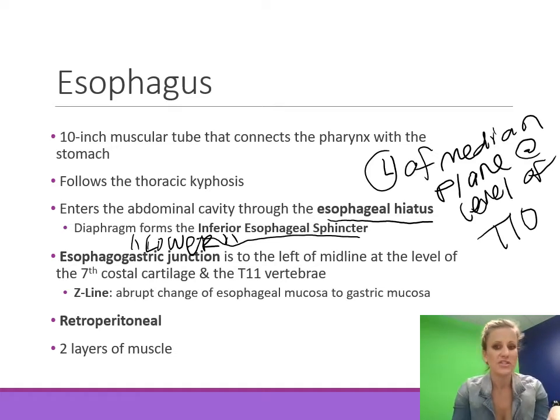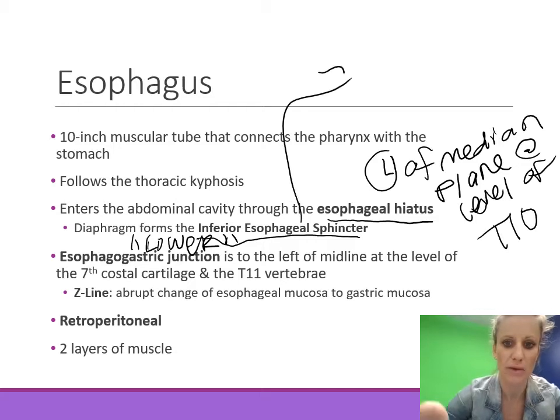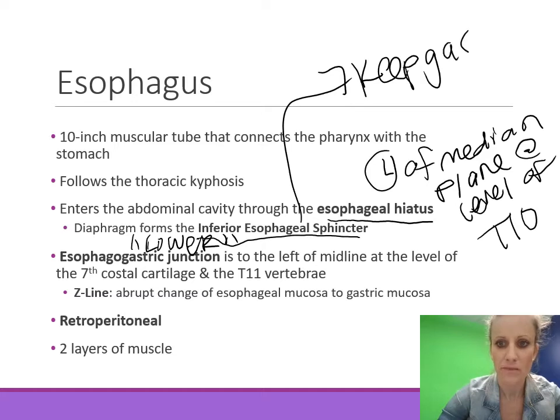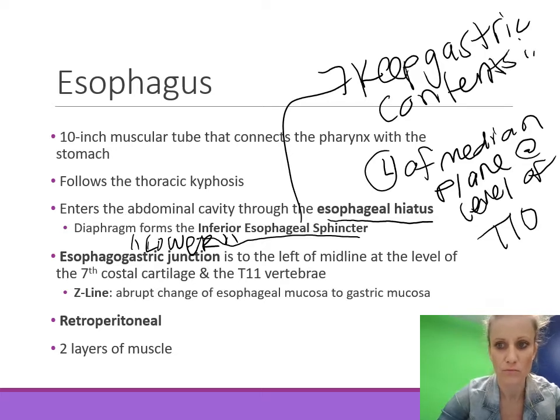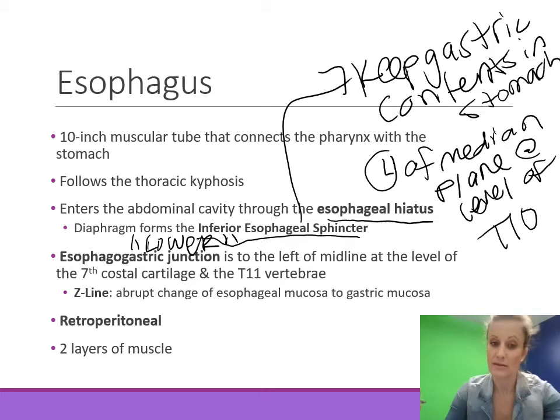So the inferior esophageal sphincter works to keep gastric contents in the stomach.